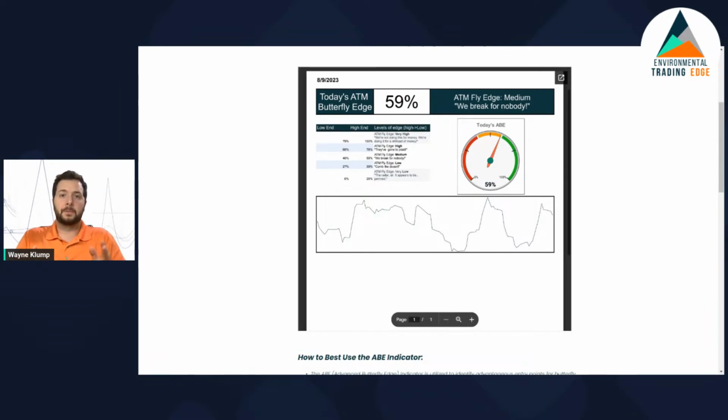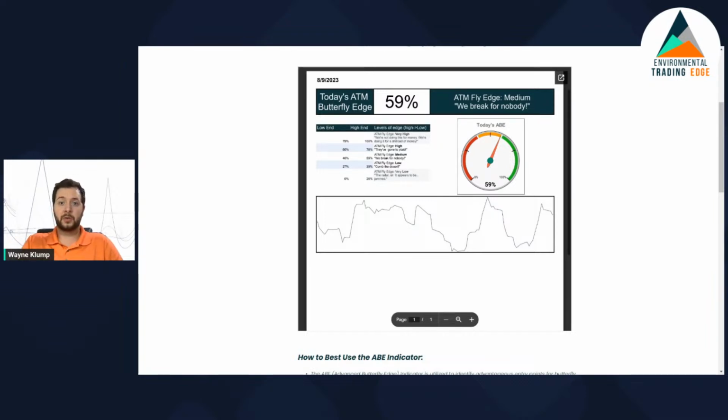Okie doke. So, today we're going to go over the ABE indicator and kind of what it is. I've had a lot of questions come out about this because it is something that we just kind of popped out there, and it was kind of out of left field. No one knew that we were working on it. But anyways, I wanted to take what I do behind the scenes in some of the more complicated math and get it into a more simplified version, so that everyone can see it and it can make sense. And so the ABE indicator is the at the money butterfly edge.